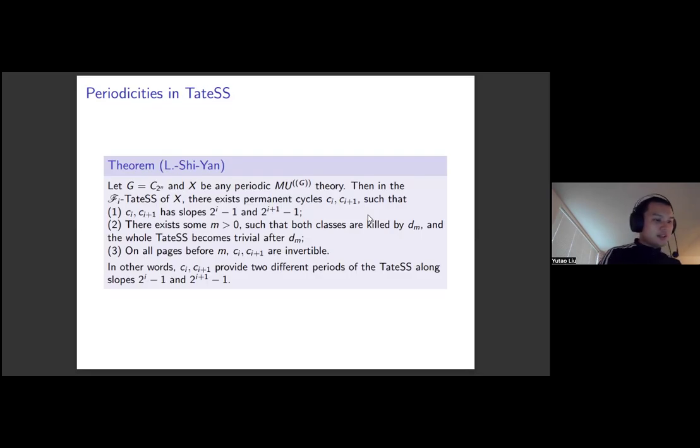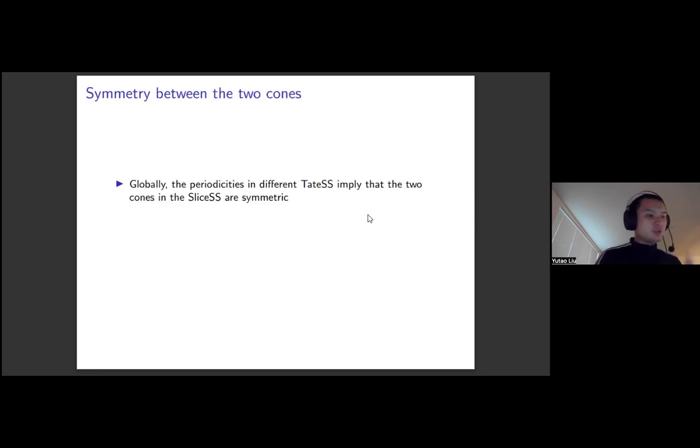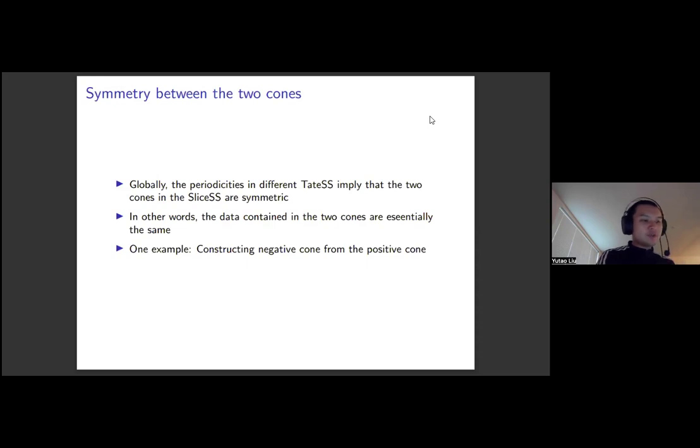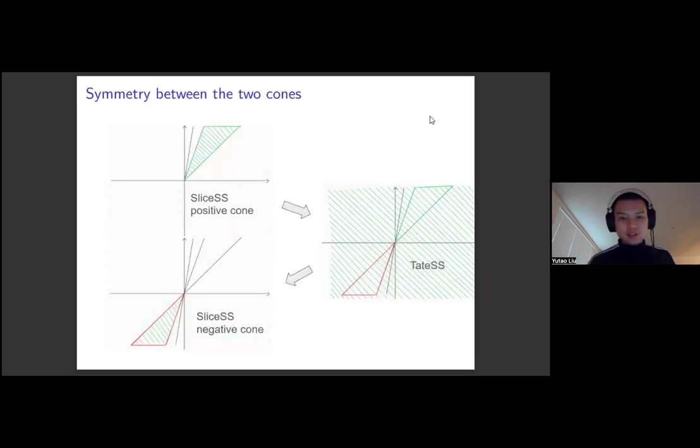The periodicities in Tate can explain the symmetry between the two cones of the slice spectral sequence. In general, we say that the two cones are symmetric since they contain essentially the same collection of data in the spectral sequence. And here is one abstract example. We can construct one of the two cones if we know everything on the other cone. So we are going to construct the negative cone from what we know on the positive cone. And here's a graph about how this computation works.